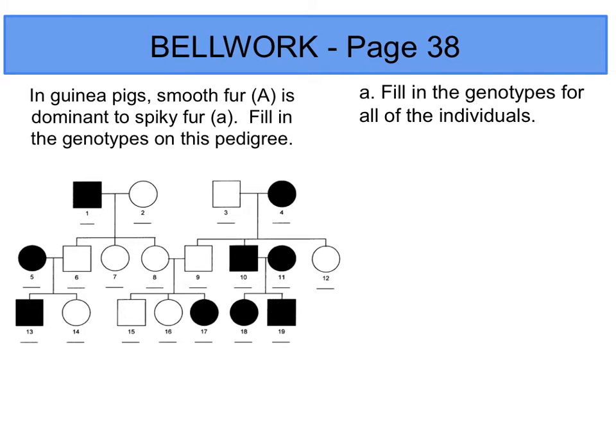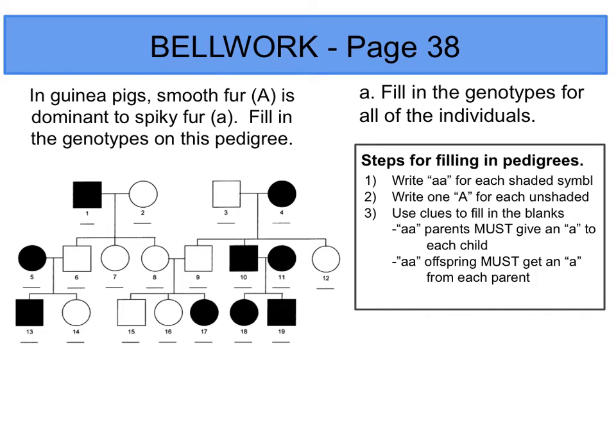Now, yesterday we talked about a set of rules that we could use to help us out with this process. So let's put those up on the screen. All right, there we go. Actually, it looks like it's in a little bit of a different order, but it'll get us to the same place. So step one, write little a for each shaded symbol. Anytime there's shaded, that's an indicator that we're looking at the recessive phenotype, which is in this case spiky fur. All right, let's do that. So little a is in every single shaded spot here. And now we're ready to go on to the next step.